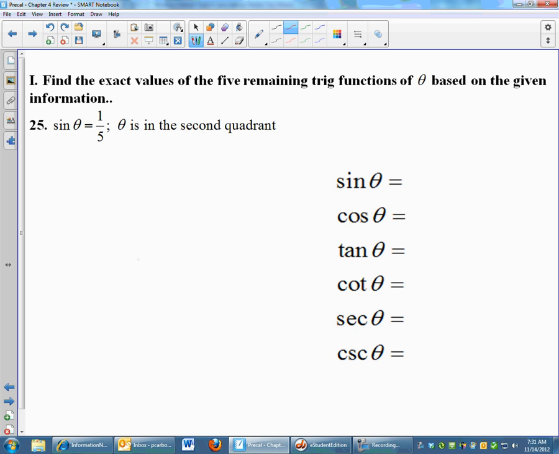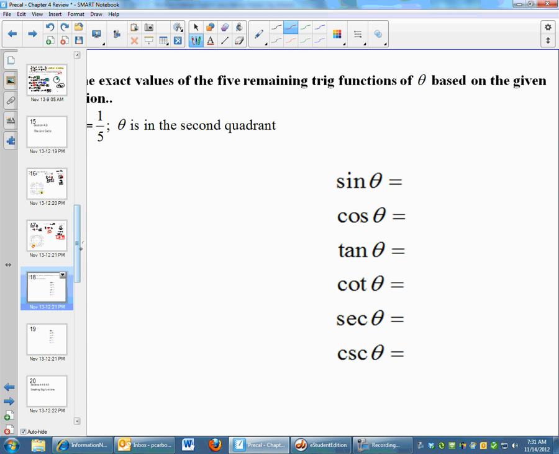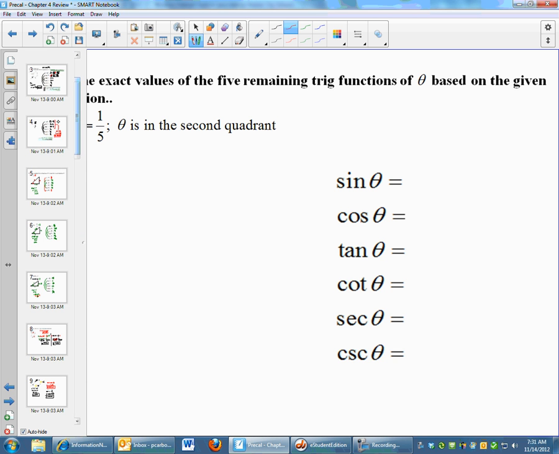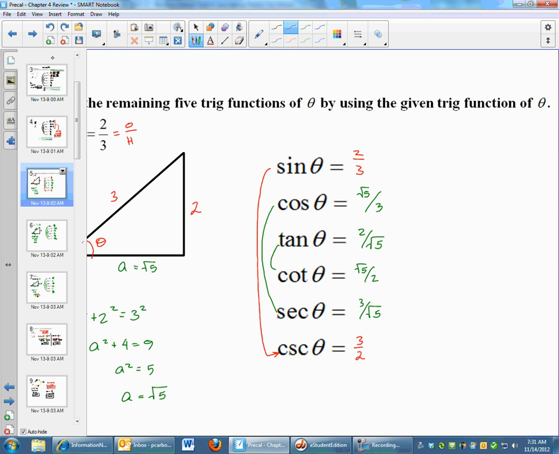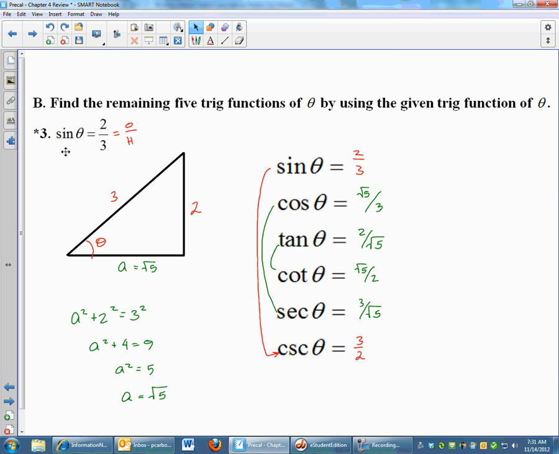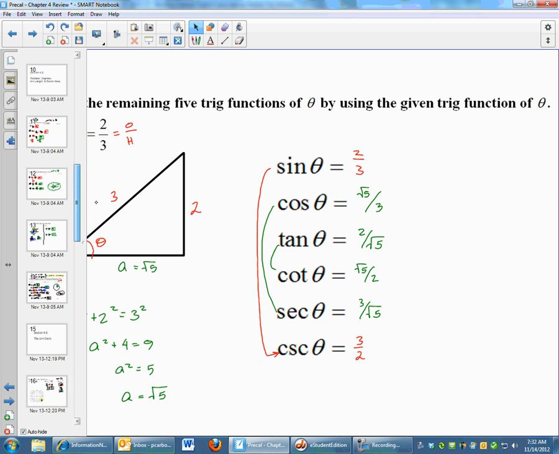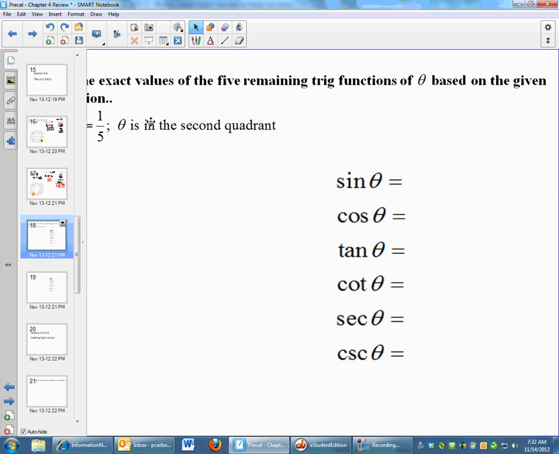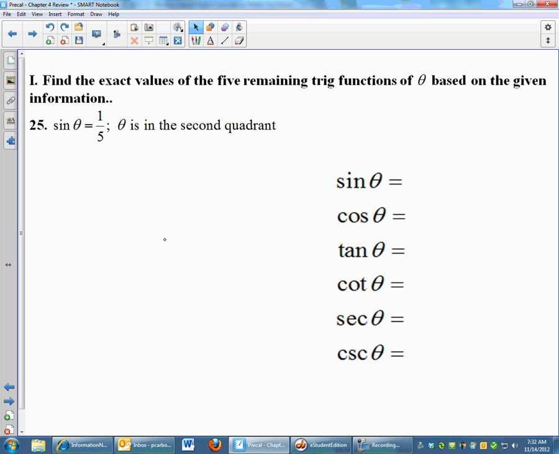Yeah, just 2 more. Okay, these problems, number 25 and 26, are very, very similar to some problems earlier in the review. Let me see if I can find them. They were in that first section. Yeah, right here. These problems, number 3, where I gave you sine as 2/3, and I asked you to find the other 5 trig functions. We did that by drawing a triangle. We're going to do the exact same thing for these problems in this section.